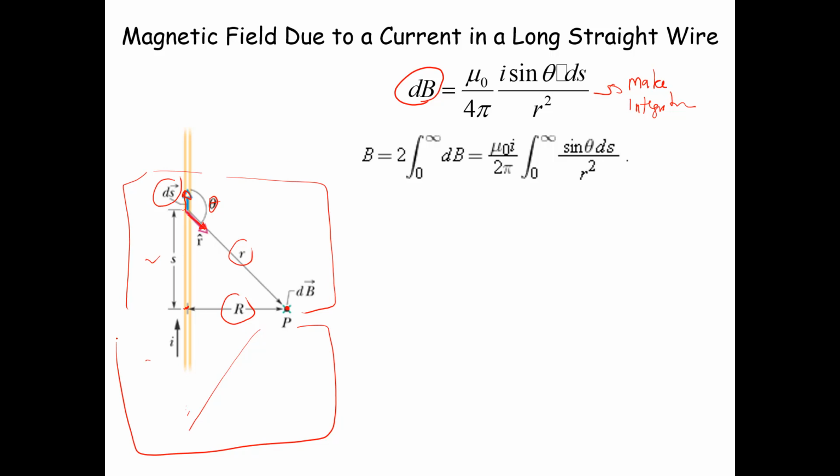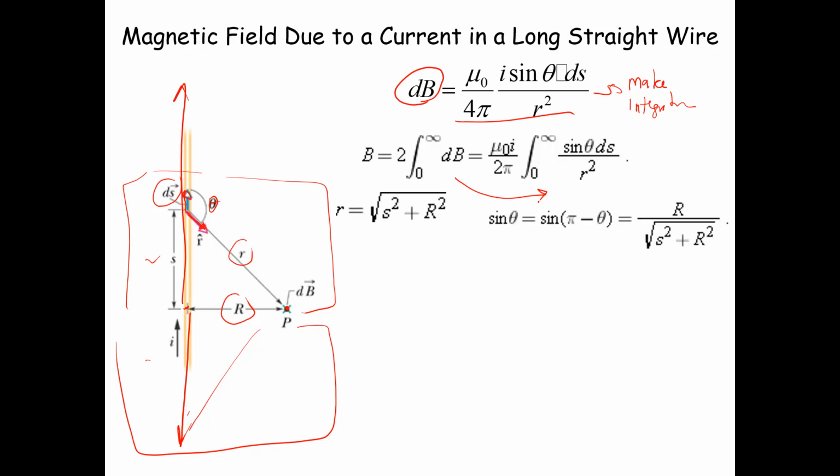B is equal to the integral from 0 to infinity of dB. Okay, so it's like from here to here, and then from here to here. So it means that we multiply by 2 in the integration of the dB. So we make integration of this equation, so we can get these equations: mu 0 I per 2 pi, integral 0 to infinity, sin theta ds per r squared.